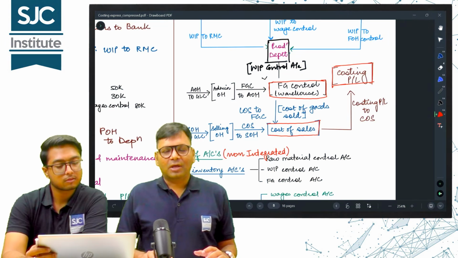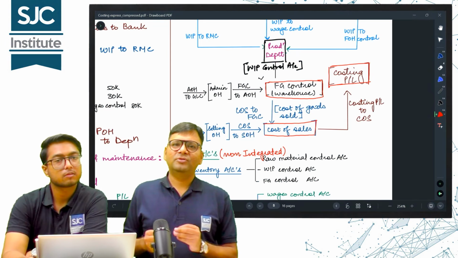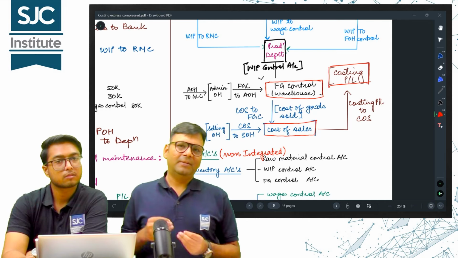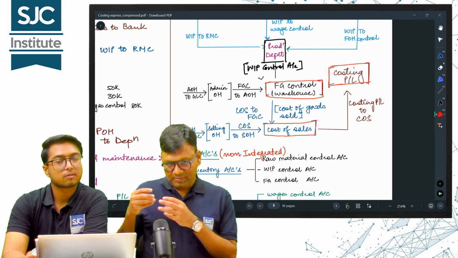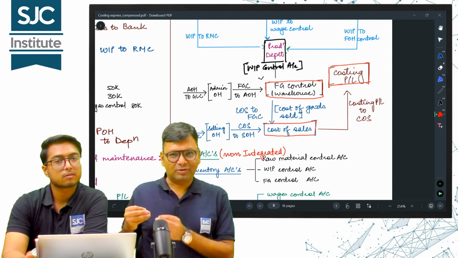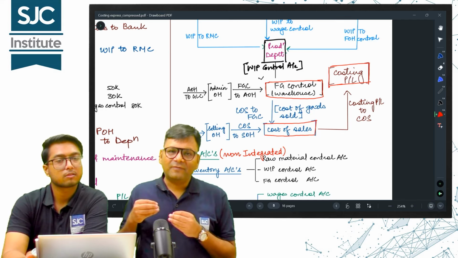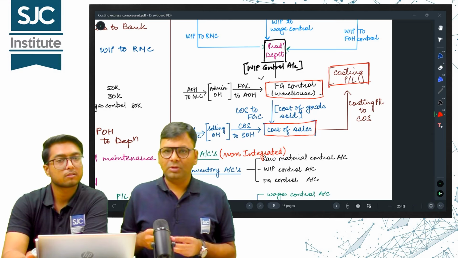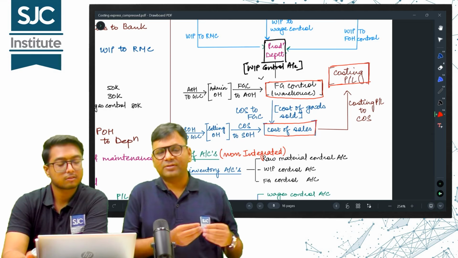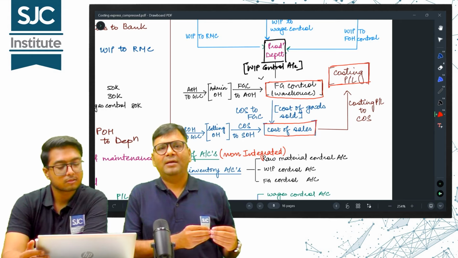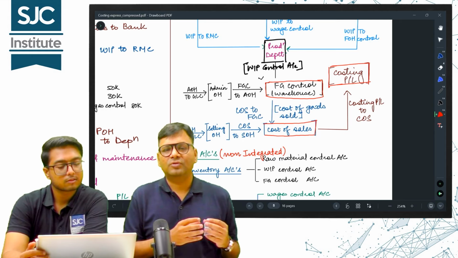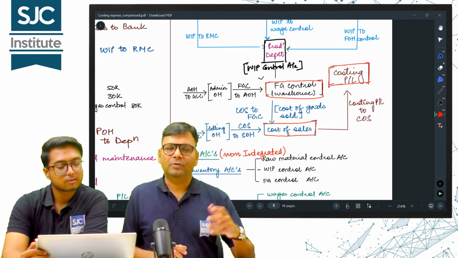Coming to finished goods control account, the opening balance of finished goods will be coming on the debit side. The transfer from WIP control will be coming on debit side as cost of finished goods produced. Whatever admin overhead has been absorbed, that will come on the debit side of finished goods control to admin overhead control. Then closing finished goods balance will come on the credit side, and the resultant would be cost of goods sold, which will transfer to cost of sales account.